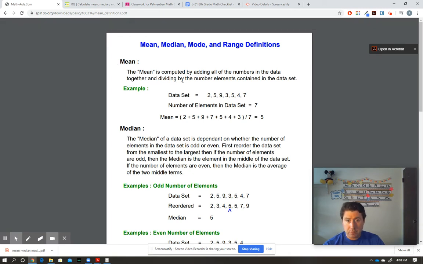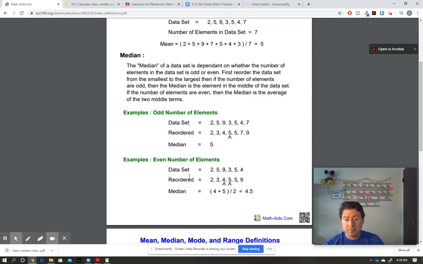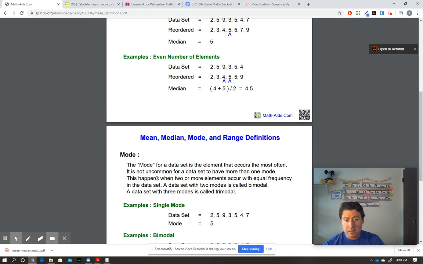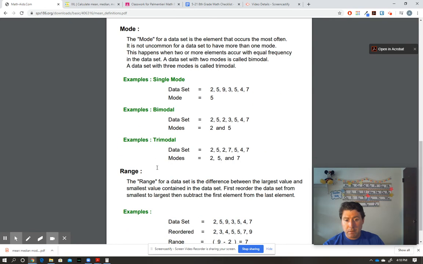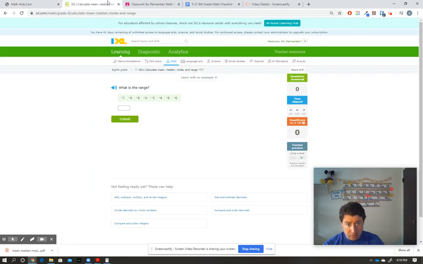Mean, okay, that's where you add all the numbers together and you divide by how many elements are in the data set. Median, where you line up the numbers from smallest to largest and you find the one in the middle. Mode is the number that shows up the most. And range is where you take your greatest number and your smallest number and you subtract them to find the range. All right, so let's get started.